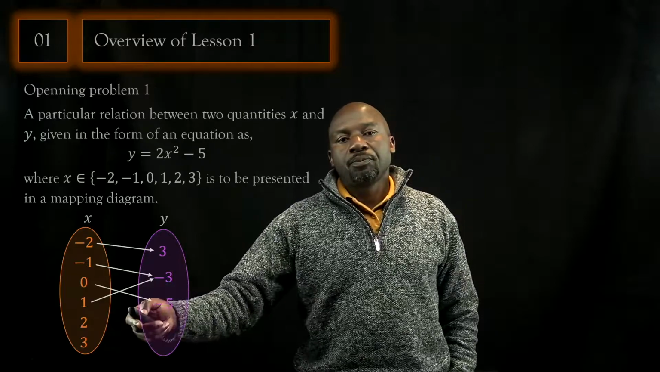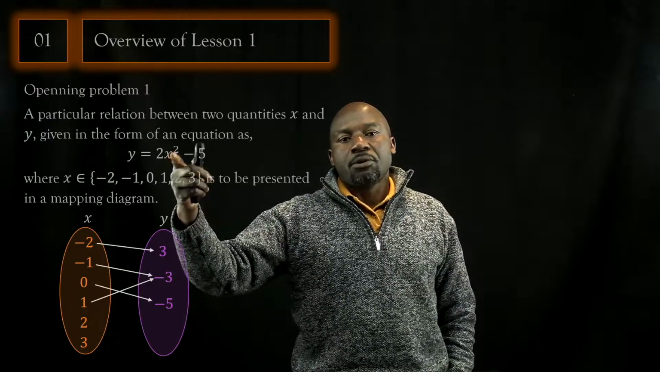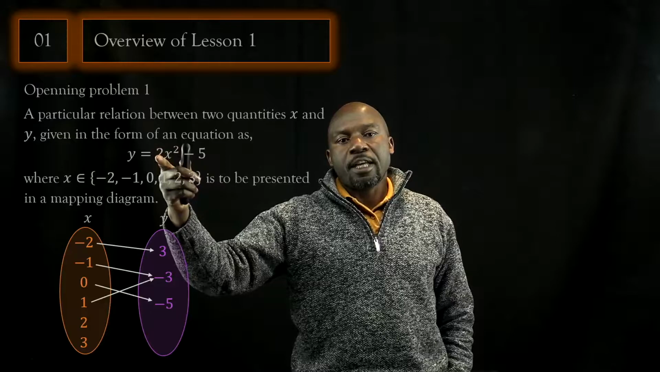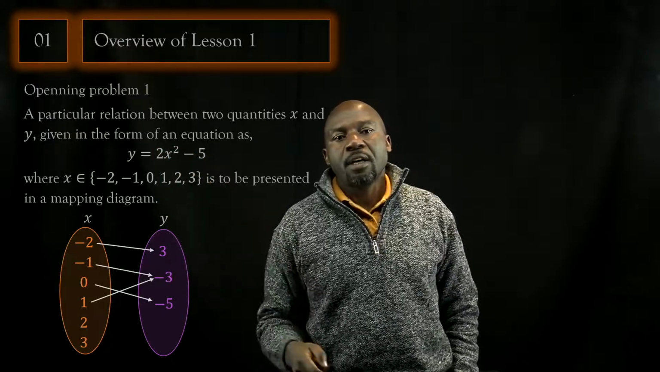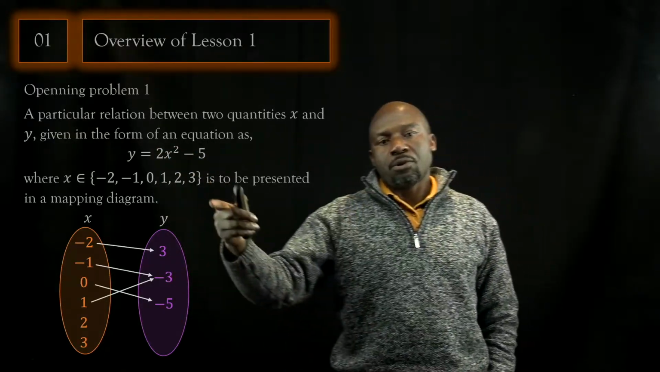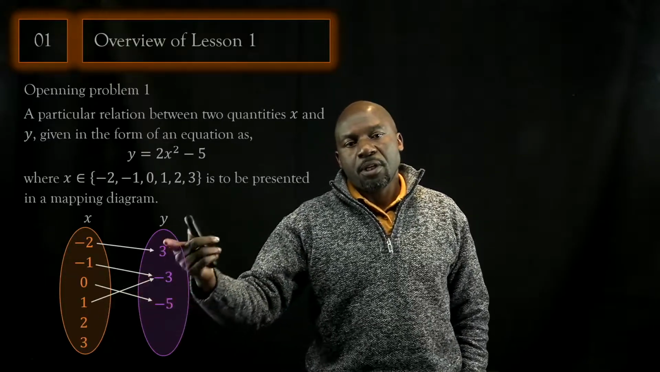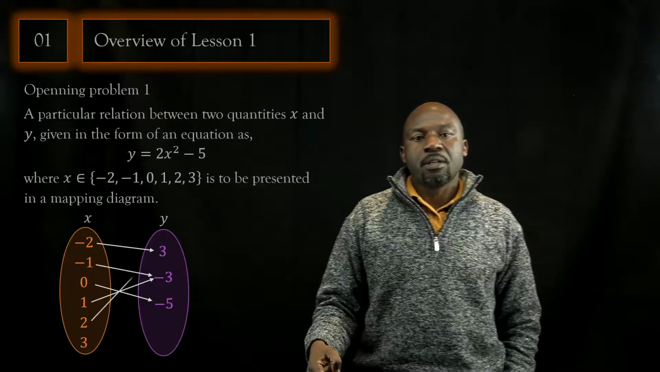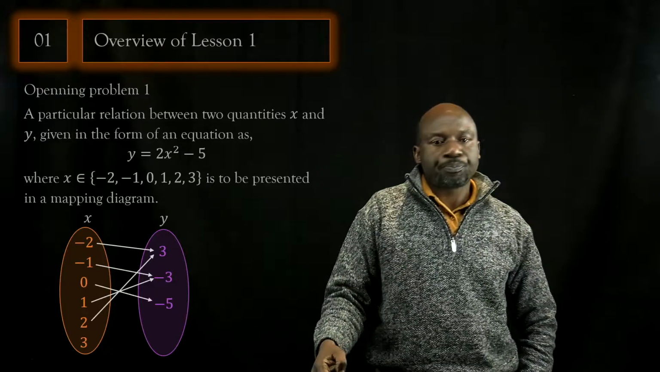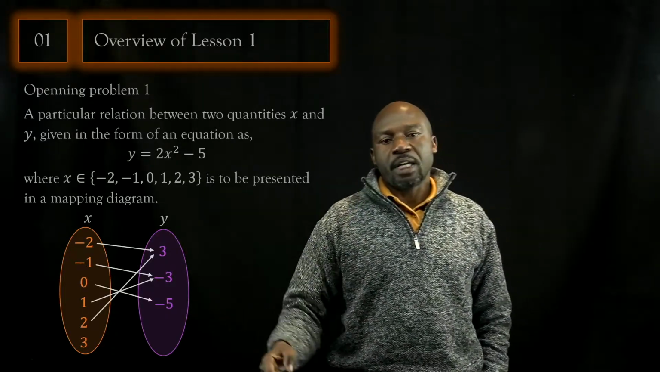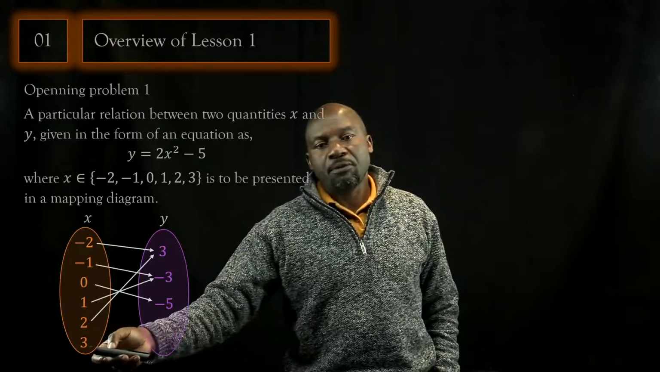Substitute in 2. Put 2 up there. 2 squared is 4. 4 times 2 is 8. 8 minus 5 is 3, which is also already in here. So we just need to draw an arrow from 2 to 3 to indicate the mapping of the input to the output. Okay, we are left with +3 for the input.